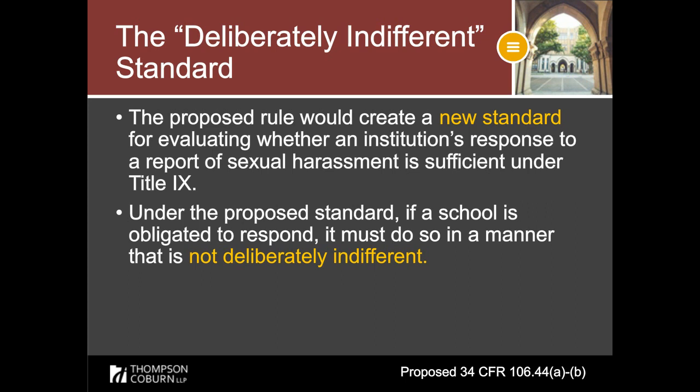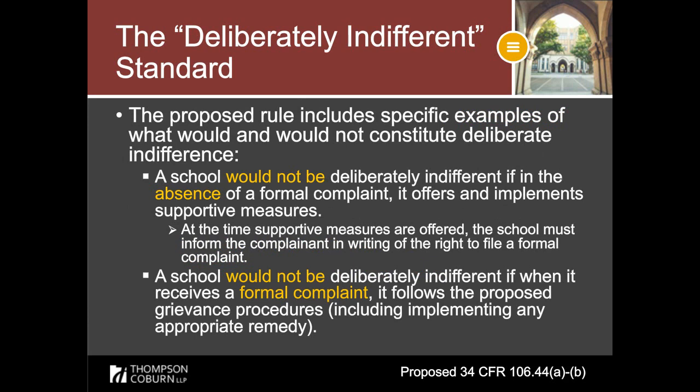Okay, so what does that mean? The proposed rule includes some examples to try to flesh out this idea. So, for example, a school would not be deliberately indifferent if, in the absence of a formal complaint, so you don't have anything in writing, but you've had sexual harassment that's been reported, there's just been no signed document requesting that you initiate an investigation, et cetera, okay? A school would not be deliberately indifferent in that case if it offers and implements supportive measures. Here the department in the proposed rule, instead of using interim measures and accommodations, is using the supportive measures concept. I believe that they think that that terminology sounds a little more neutral between the complainant and the respondent, right?